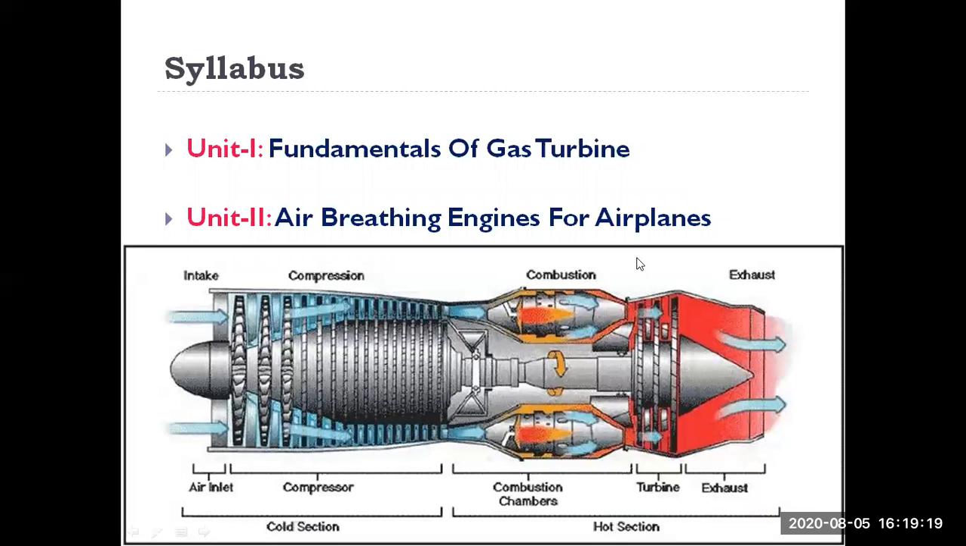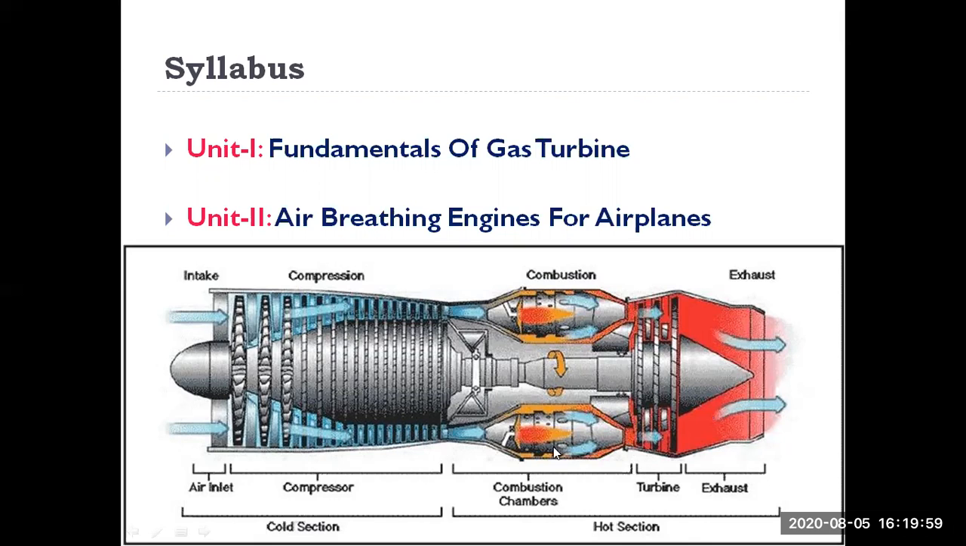See here, this is one example diagram of a jet engine. In unit 1 and unit 2, you are going to learn about the fundamentals of gas turbine and different types of jet engines. Fundamentals of gas turbine means, what is a gas turbine engine and what are its parts? Here you can see the parts: air inlet, compressor, combustion chamber, turbine and exhaust. This total part is called exhaust.